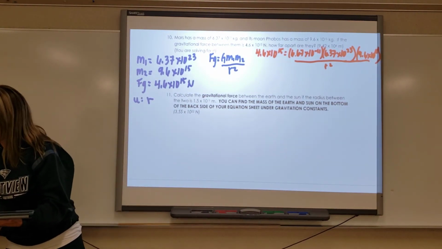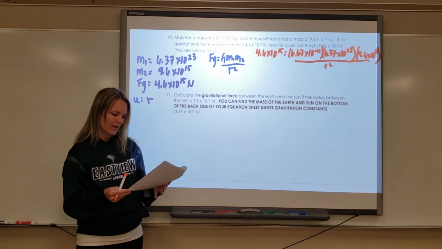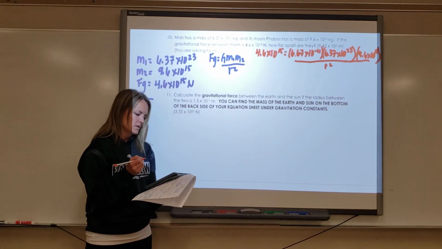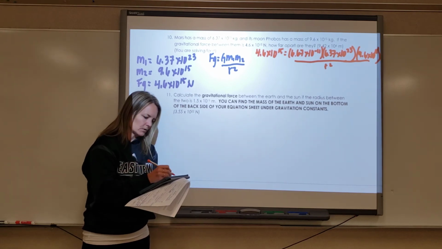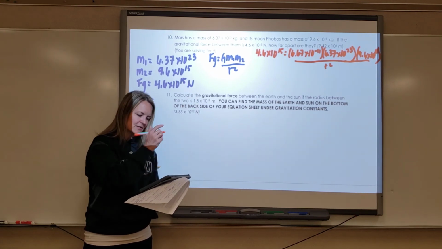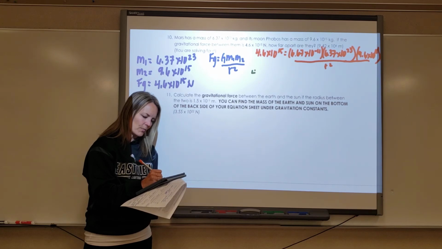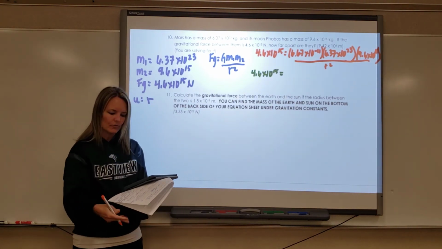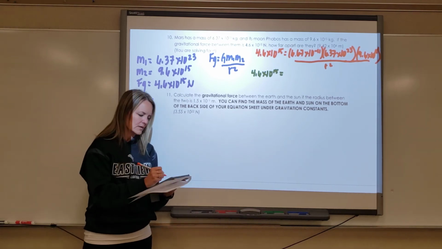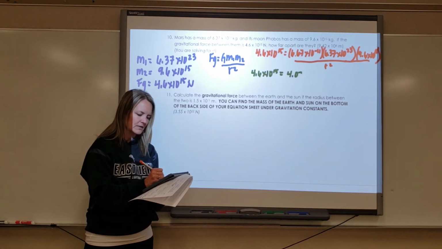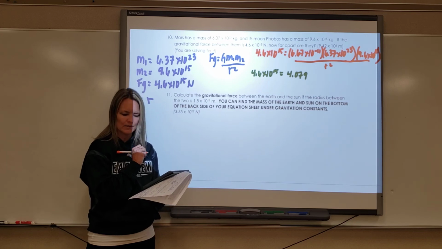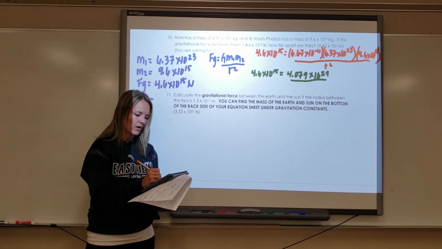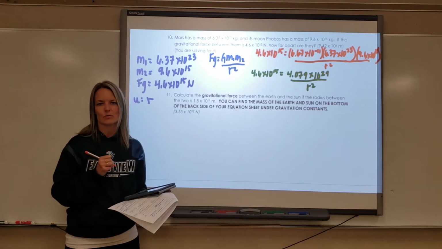When you do that, you get all those numbers down to, let's see what I will have left. I'm going to go to a different color. On the left side, I still have 4.6 times 10 to the 15th. And now on the right side, when I multiply all those, I got 4.079. I had to drop out some decimals, times 10 to the 29th power, and that's over R squared.